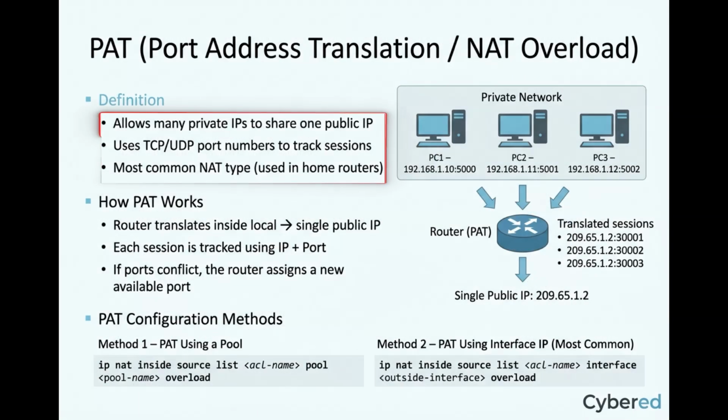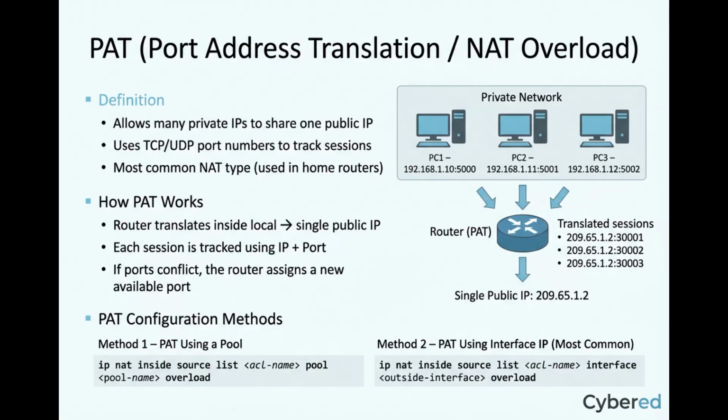PAT allows multiple private IP addresses to share a single public IP address using port numbers. Most common type of NAT, used in almost every home router. How it works: the router translates inside local IPs to a single public IP, uses unique TCP/UDP source ports to track sessions, and each session is identified by an IP plus port combination. If 2 devices use the same source port, PAT assigns a new available port.